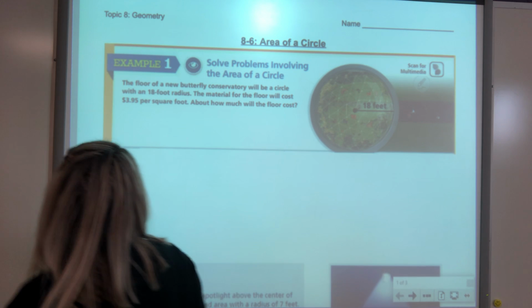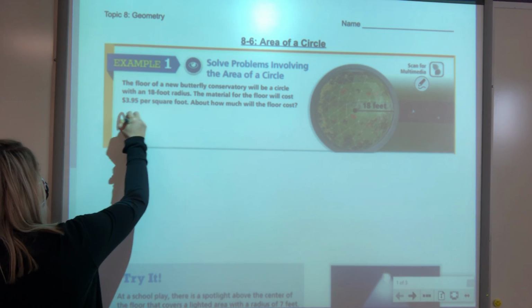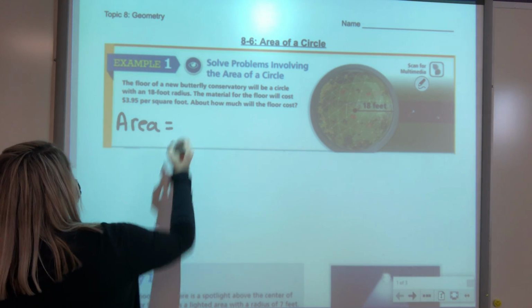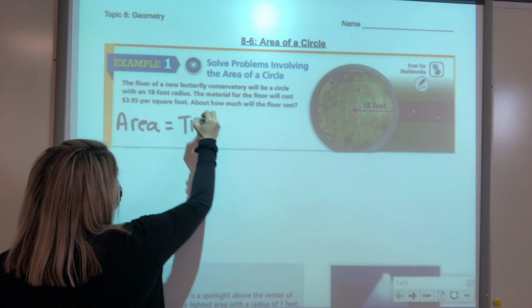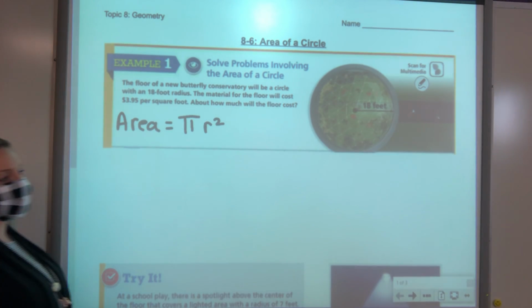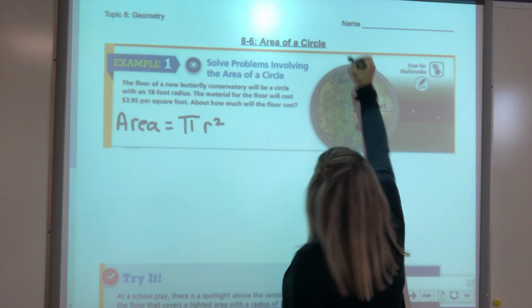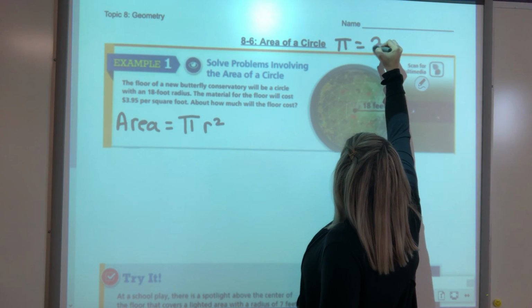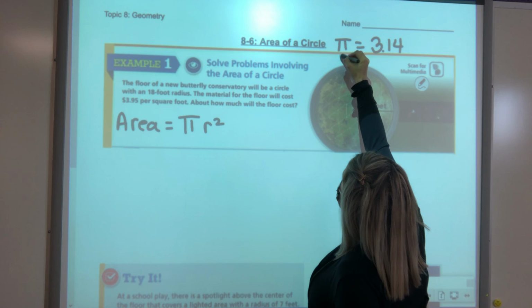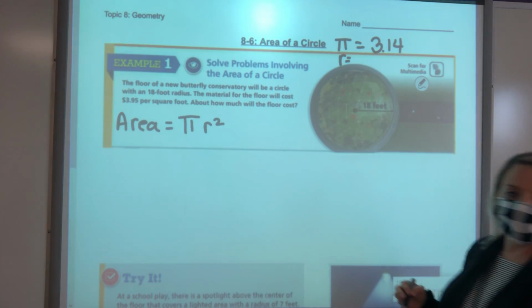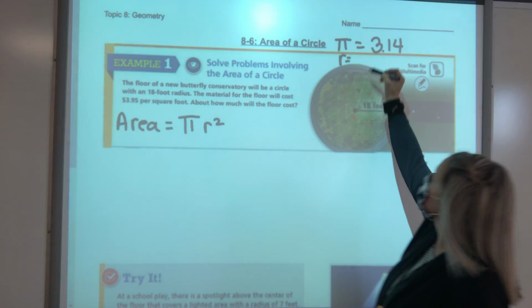So to find the area of a circle, we use the formula pi r squared. So what value do we use for pi? 3.14. Very good. So for pi, we use 3.14. What does r stand for? The radius.